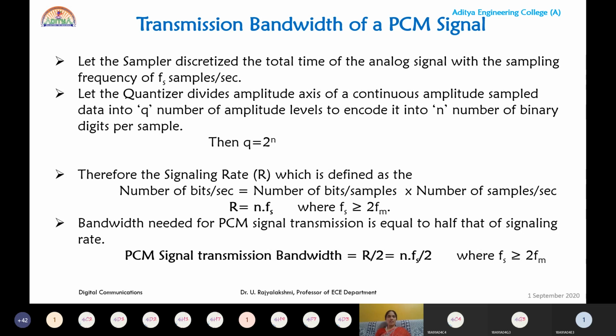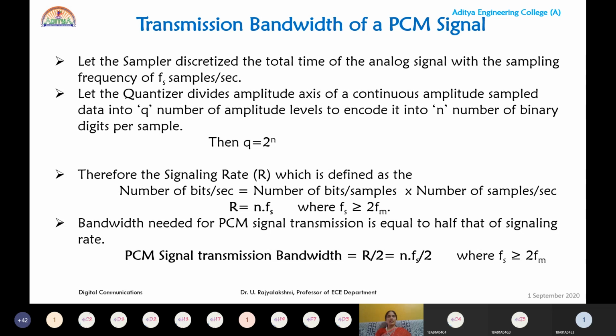Now I can represent Q as 2 power n, because the quantizer always divides the amplitude axis into 2 power n levels. So I am defining it here with a variable Q. So what is Q here? Q is equal to 2 power n. Please always remember what Q is. Q is the number of representation levels or amplitude levels. It is equal to 2 power n for an n-bit binary sequence.